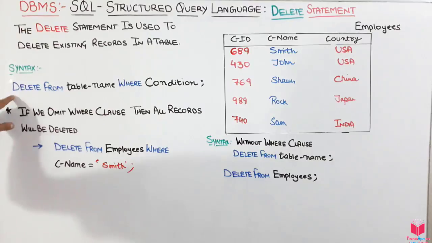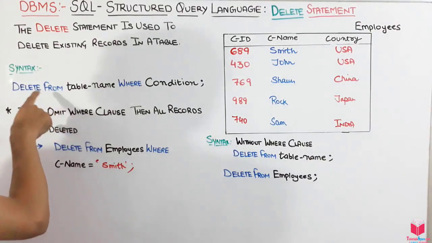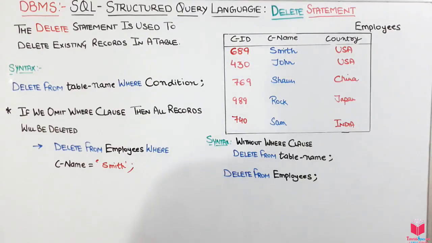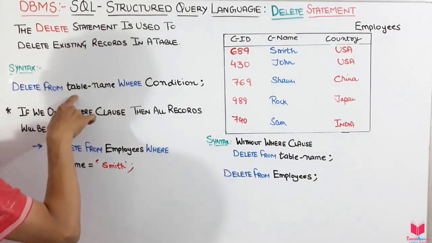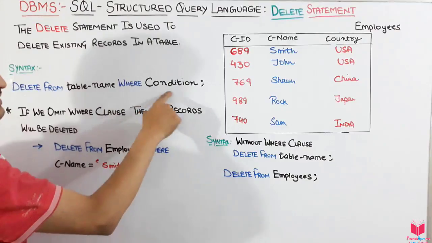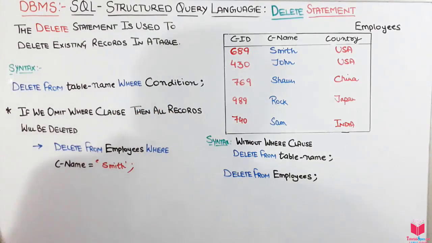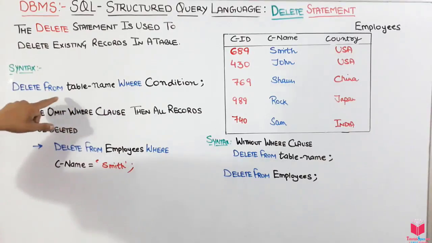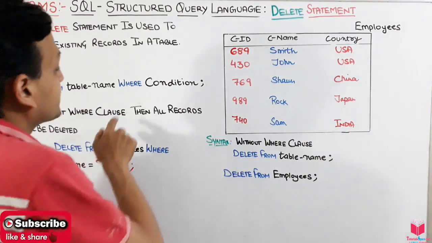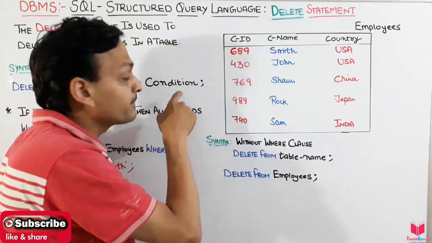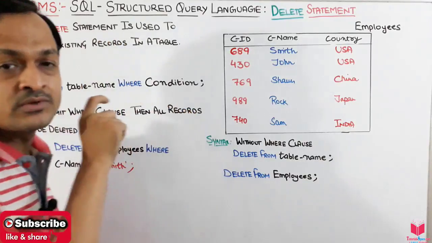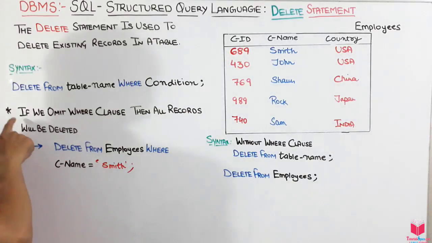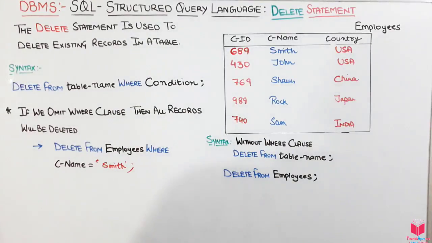After that, the syntax is DELETE FROM. Remember, don't forget to add FROM. It tells from which table. So: DELETE FROM table name WHERE condition. We will use this syntax. It tells us to select this table and delete from this table if that condition matches. According to that condition, you delete those rows or records. Remember, this is the main point of the delete statement.